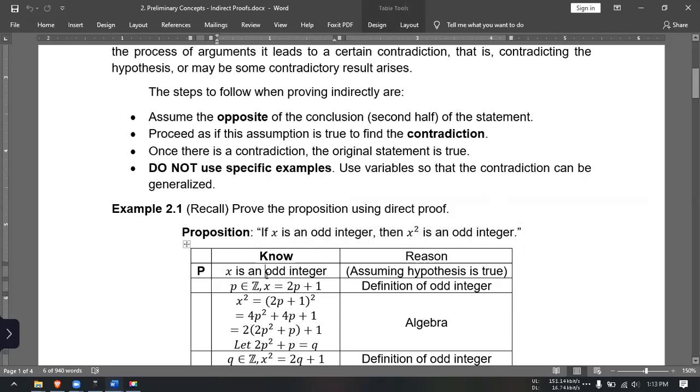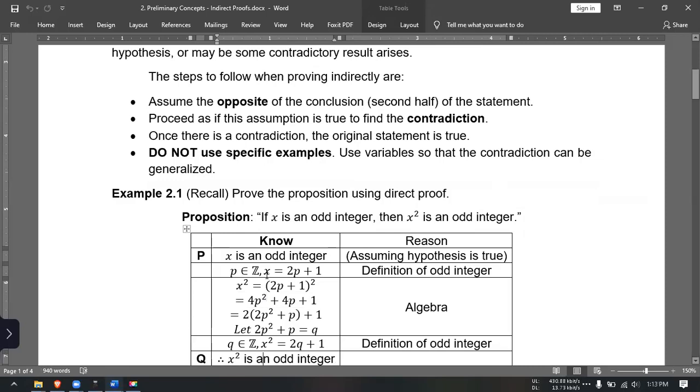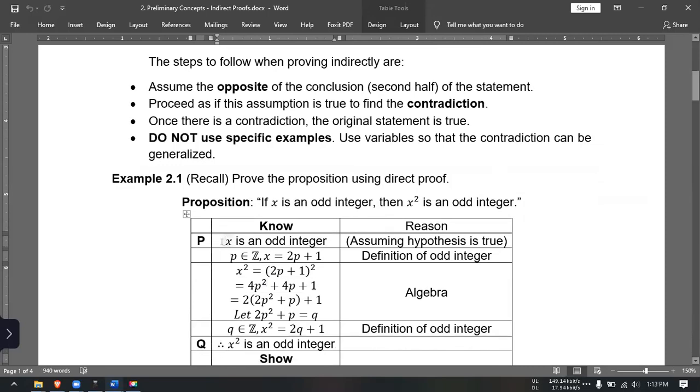So our line would be, of course, we'll start with our hypothesis na stating that x is an odd integer. Assuming this is true, what would be the conclusion? So, recall natin the definition of odd number. There exists a p element of integer such that x is equal to 2p plus 1, sorry. Yung definition natin for odd number is 2p plus 1. X is equal to 2p plus 1. It is by definition of an integer.